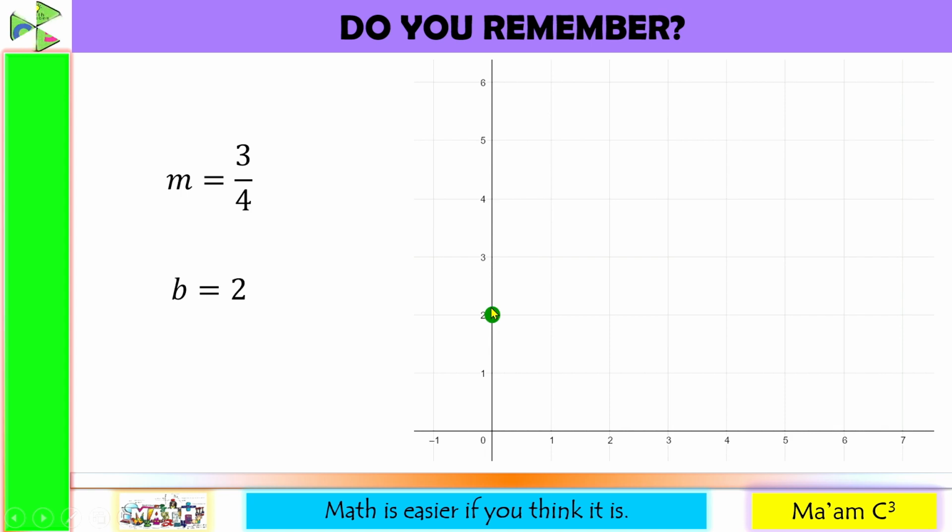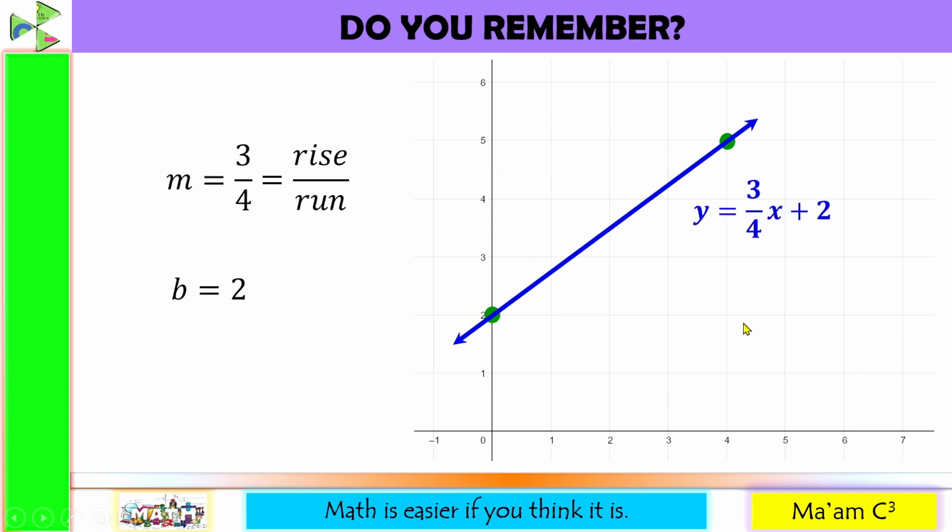From here, we're going to apply the slope. 3 here is the rise and 4 here is the run. So from 2, we're going to move 3 units up. 1, 2, 3. We're now here at 5 and then we're going to run 4 units. Since 4 is positive, we are going to the right. So from here, 1, 2, 3, 4. Now let us connect these points. And there you are. This is the line y is equal to 3/4 of x plus 2.